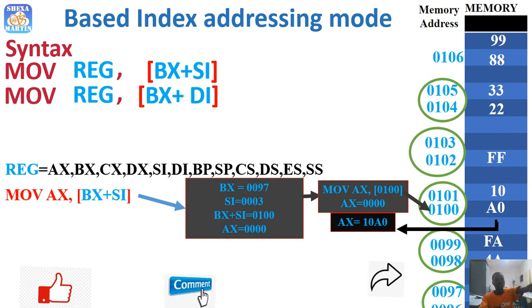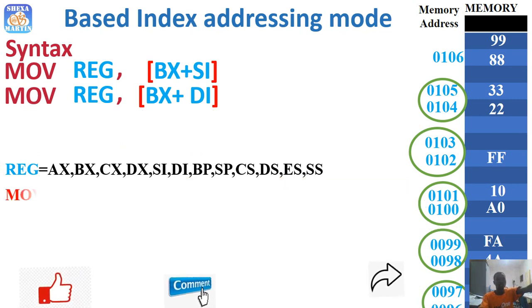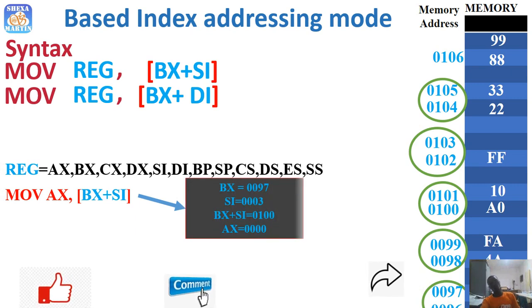So here is the illustration. Move AX, BX plus SI. In this case, what we are doing is we are saying the address where we are getting the value is the addition of the value that is in BX and SI. If you combine the two values, the value that we get is now the address or the offset or the effective address. Then we get the value from that location. So here's what happens. We add those two values.